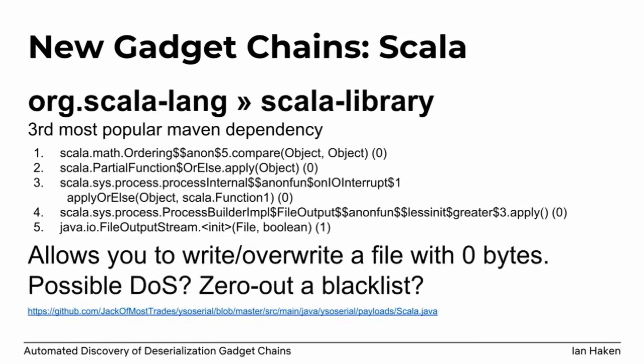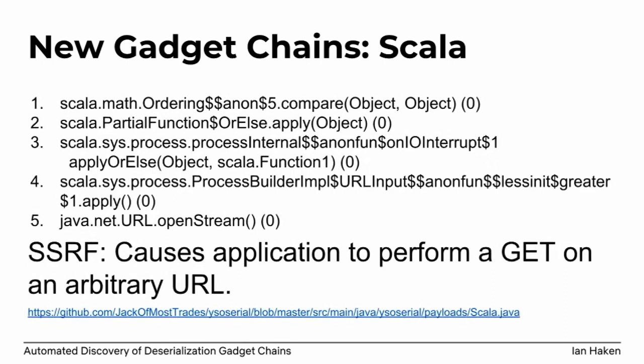It found stuff in Scala. That's the 3rd most popular library on mvnrepository.com. This one isn't RCE, so maybe a little bit less interesting to you, but it is able to write out a 0-byte file. Why is that interesting? Well, it lets you overwrite a file with 0 bytes, which can potentially cause some denial of service. If you overwrite your application resources, that could then just crash your application. So that's kind of interesting. It also found just a slight variation on that gadget chain where it will do an SSRF, so a GET at an arbitrary URL with your application. So cool, it's finding useful stuff.